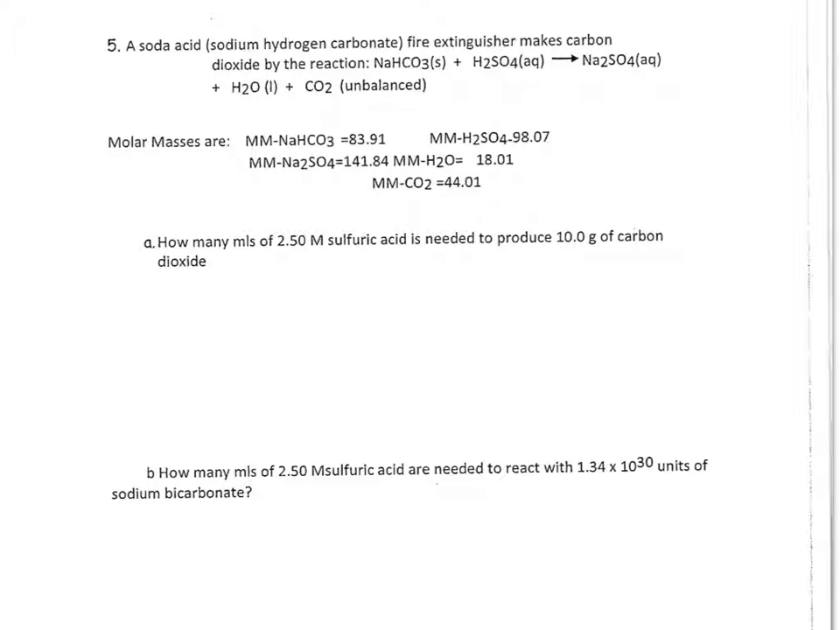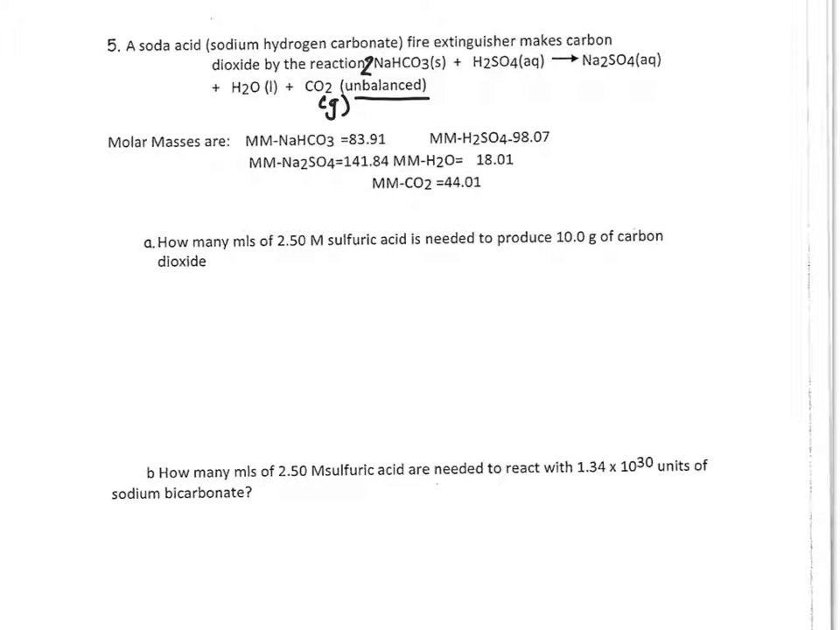In this problem, we have a soda acid fire extinguisher making carbon dioxide, and I give you the unbalanced chemical reaction for this. We have sodium bicarbonate reacting with sulfuric acid to produce sodium sulfate, water, and carbon dioxide gas. So we can balance this by first balancing our sodium, because we have 2 on the right hand side of the arrow, we're going to need 2.